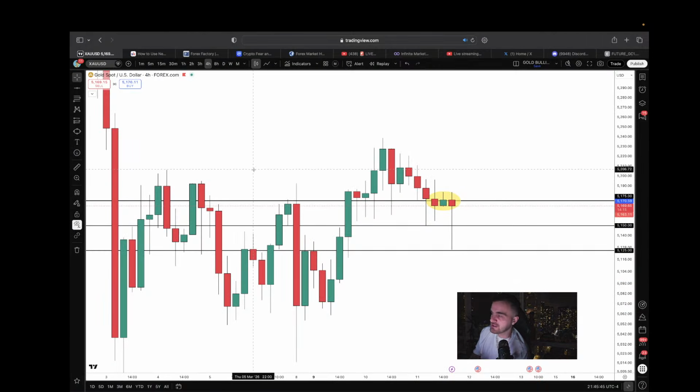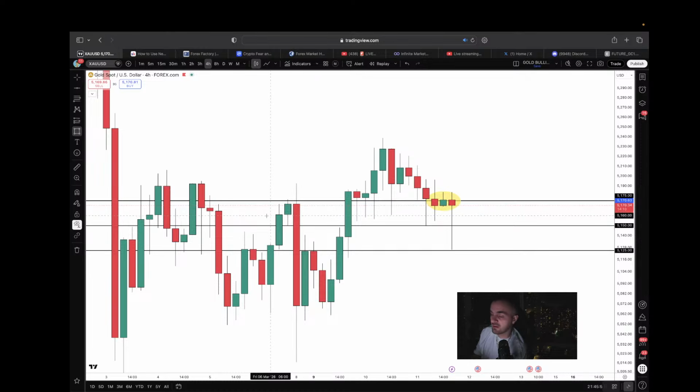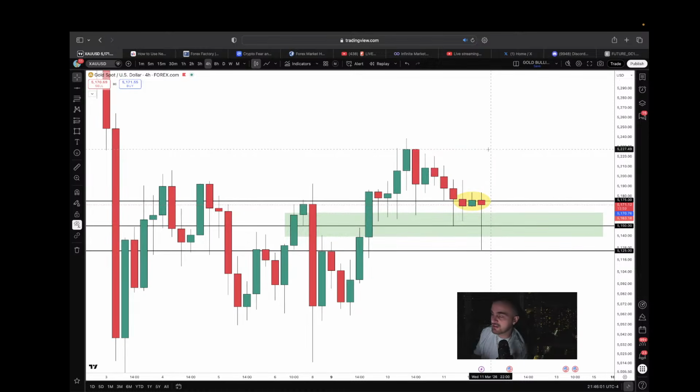I just wrote something because I was literally not even on the charts. I was on my phone, out and about, getting a haircut. I was like, oh shit, there's a signal here. I'm getting a haircut, and I look at the chart. I'm like, oh fuck, there's literally a trade here.